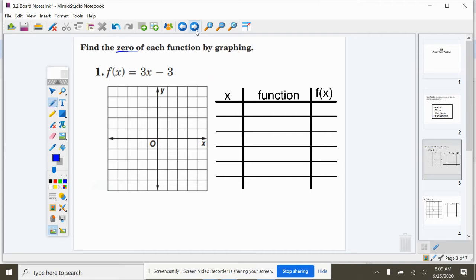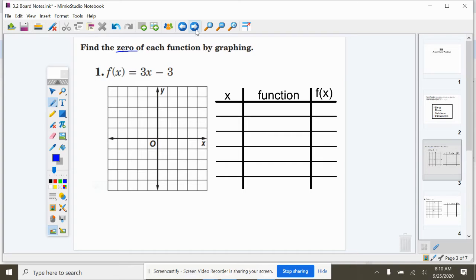So what I want to do is I want to graph f of x equals 3x minus 3. To do that, we're going to do like we did in the last lesson, and we're going to make a table. And we're going to take that table and put the dots on the graph and then draw a line through it. I want this line to be as accurate as possible because we're hunting for an answer.